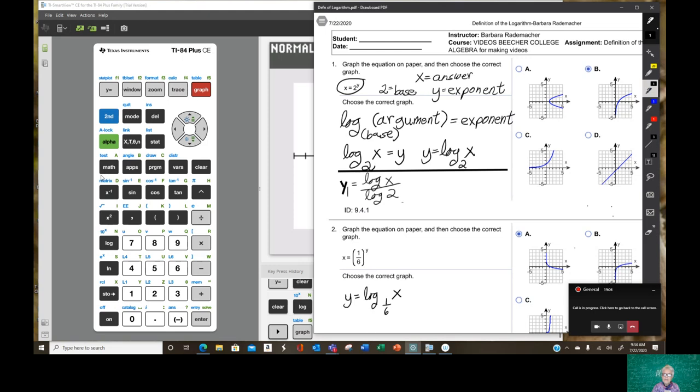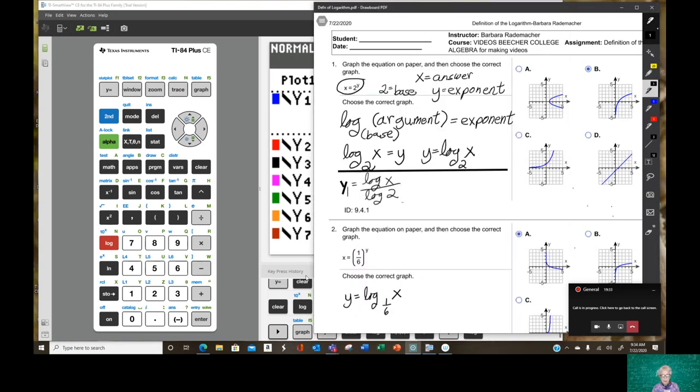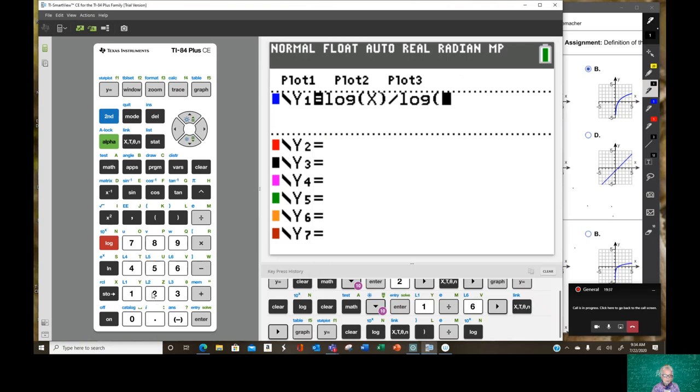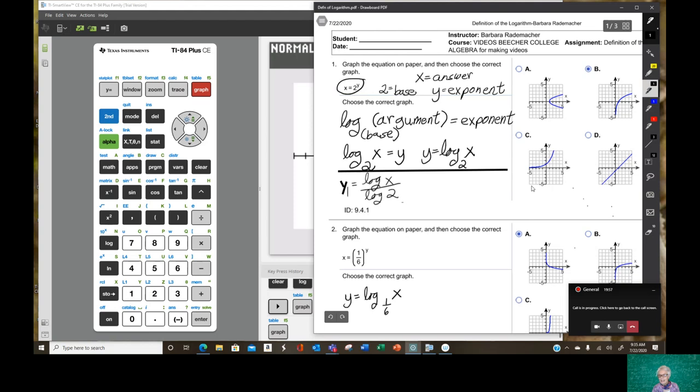Okay, let's come over here and give this a try. We're going to go to y equals and clear this. I'm going to type in log x and close my parentheses, divided by log, what was the base? The base was 2. Log 2, and close the parentheses. This is called the change of base formula, and it's good to use it when you don't have log base. Graph it. Yes, indeed, it looks just like the other one did. And here it is, which is indeed the answer.